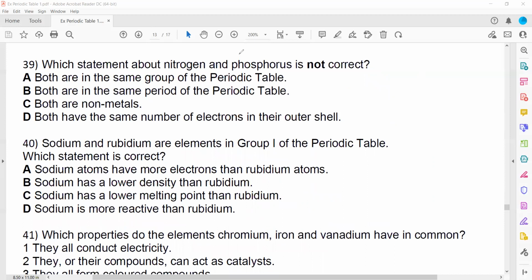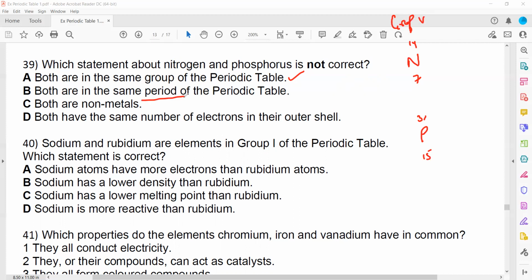Which statement about nitrogen and phosphorus is not correct? When we check the periodic table, we have nitrogen in group 5, and then we have phosphorus also in group 5. Both belong to group 5. They're in the same group of the periodic table, that is true.